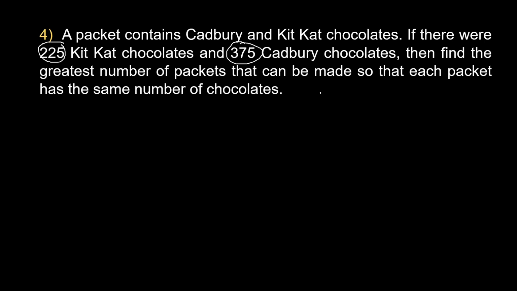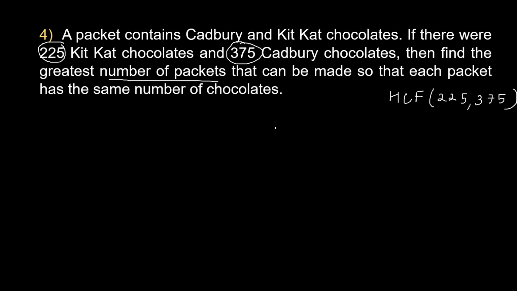So that means now we are told to find the number of packets. So that means the number of packets of these chocolates will be smaller than the total number of chocolates. So the number of packets will always be a smaller number. So packets will be lesser than the number of chocolates in total. So that means we need to find the HCF of 225 and 375.